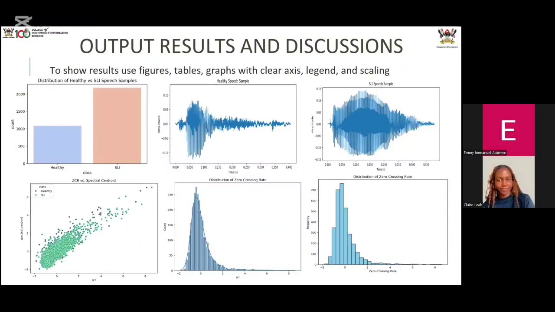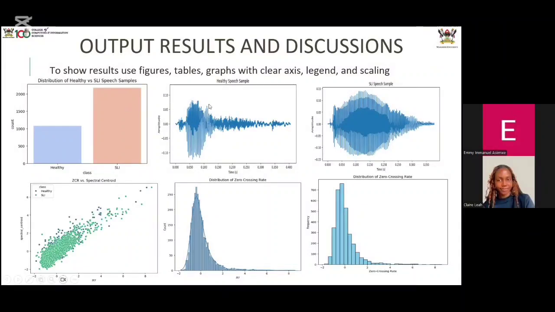Among our output results, we had this graph, for example. You realize that there was a data imbalance between healthy and sick patients. The samples of healthy children were 1,000, while those of the sick patients were 2,000. So this created a data imbalance among the healthy and sick children. We had to balance the data to reduce this imbalance so that we have almost the same samples to carry out the model development.